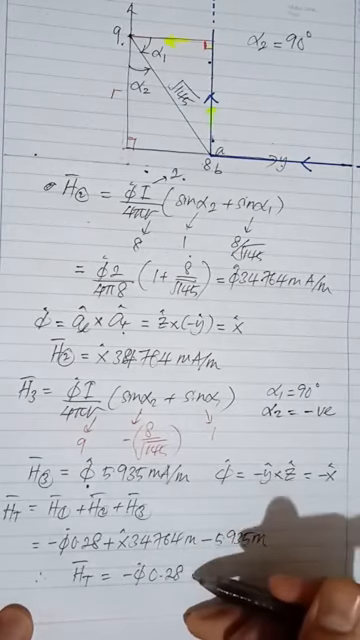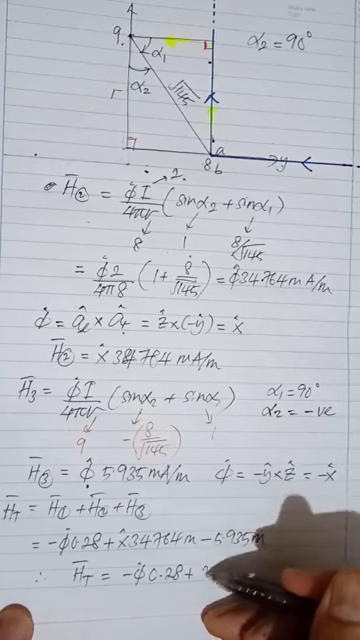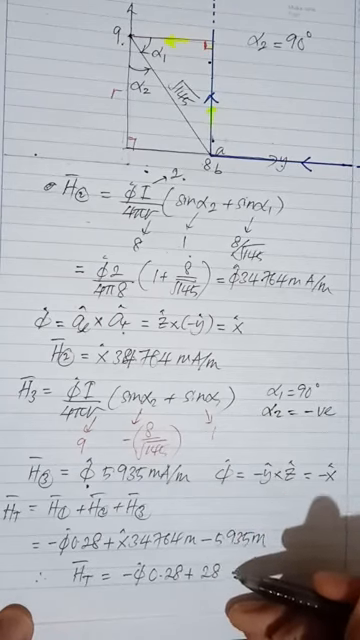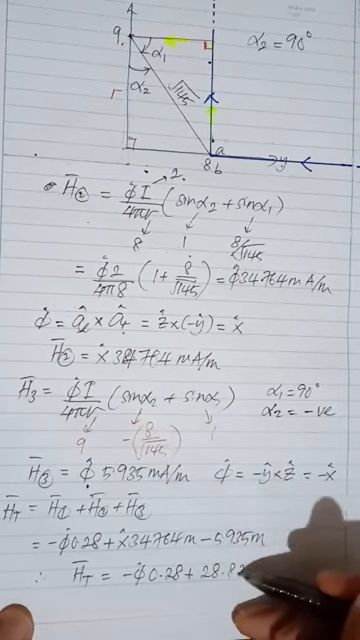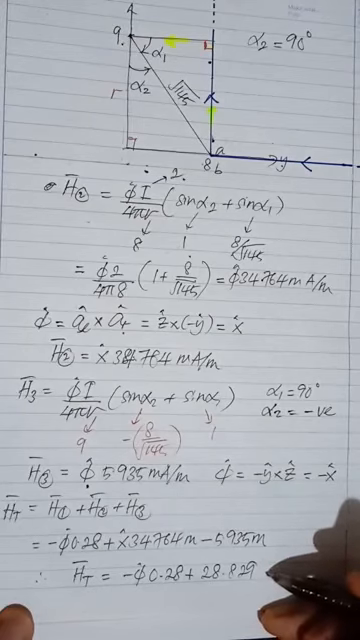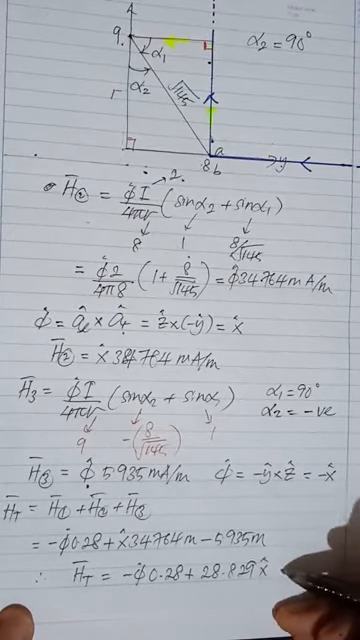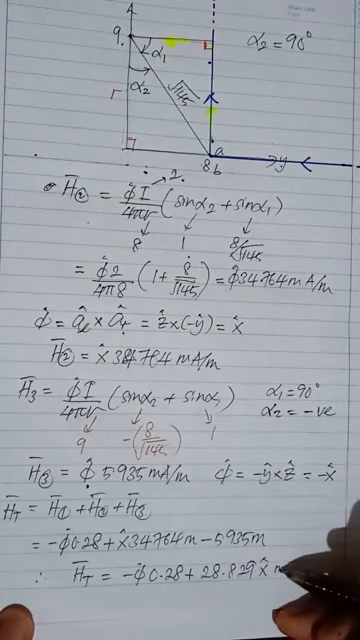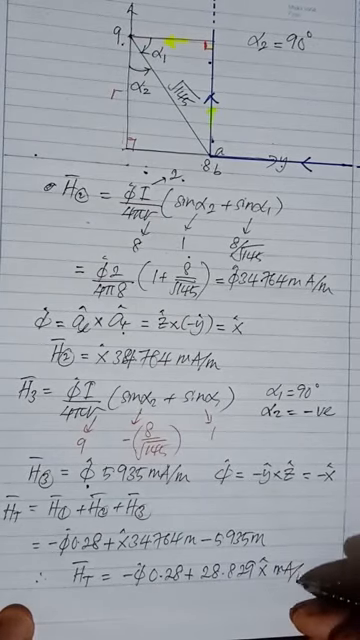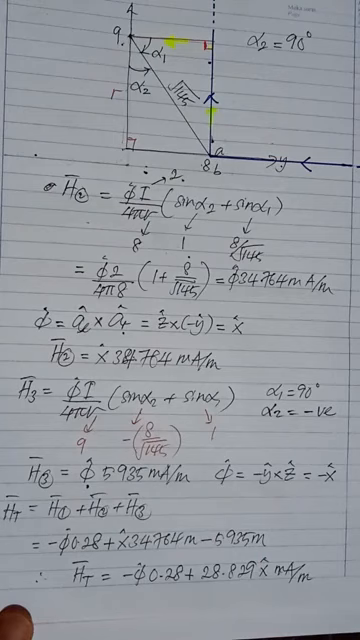phi 0.28 plus 28.829 in X component, milliampere per meter. Okay, so that's the output or the final answer for this question.